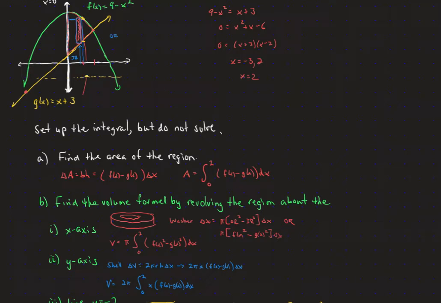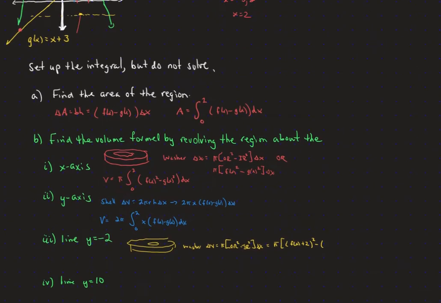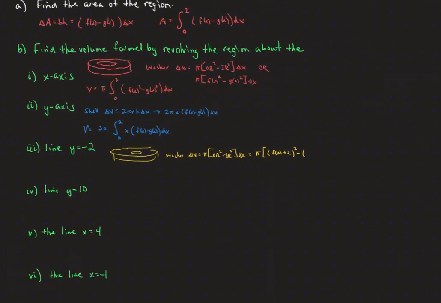So again, I'm thinking top minus bottom. The top this time is our line, which we've called g of x. And again, minus the negative 2 is going to make that a plus 2 squared, and then our delta x. So that will make our volume be pi times the integral from 0 to 2 of the f of x plus 2 squared minus the g of x plus 2 squared, and then a dx.